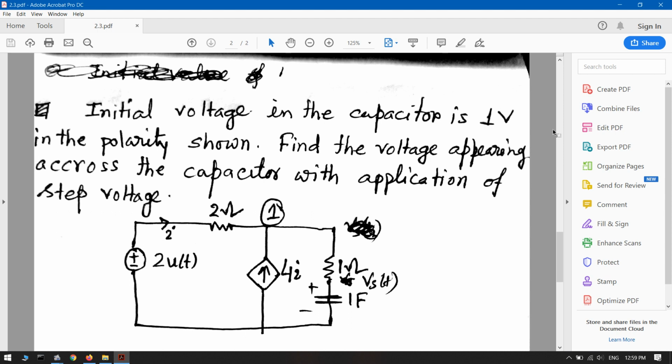So at node 1, if we apply KCL, we can apply it in the time domain, or we can obtain the circuit in the frequency domain. There, instead of 2 into u(t), we can write 2 by s in the frequency domain. Instead of i, we write I of s. Instead of 4i, we write 4 I of s.